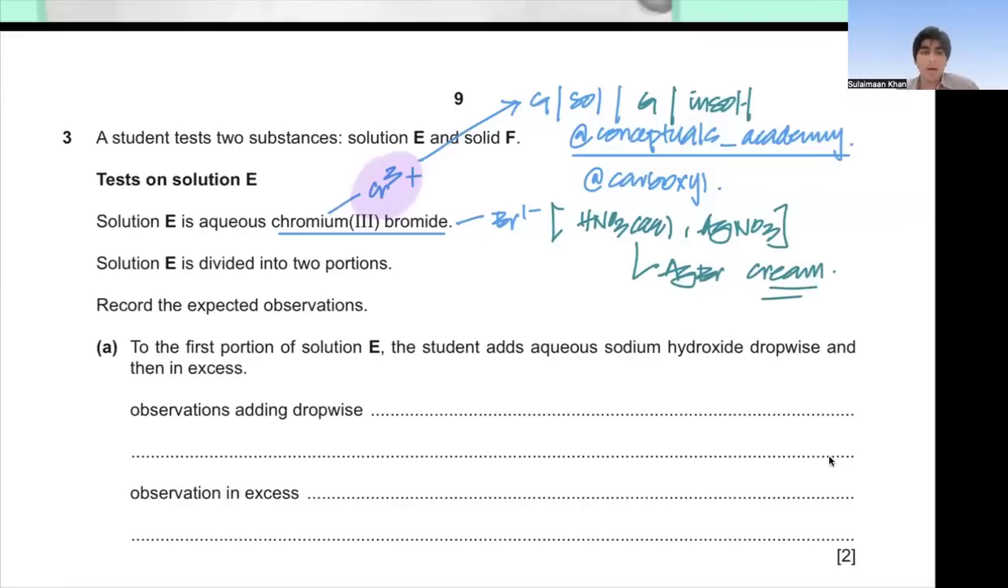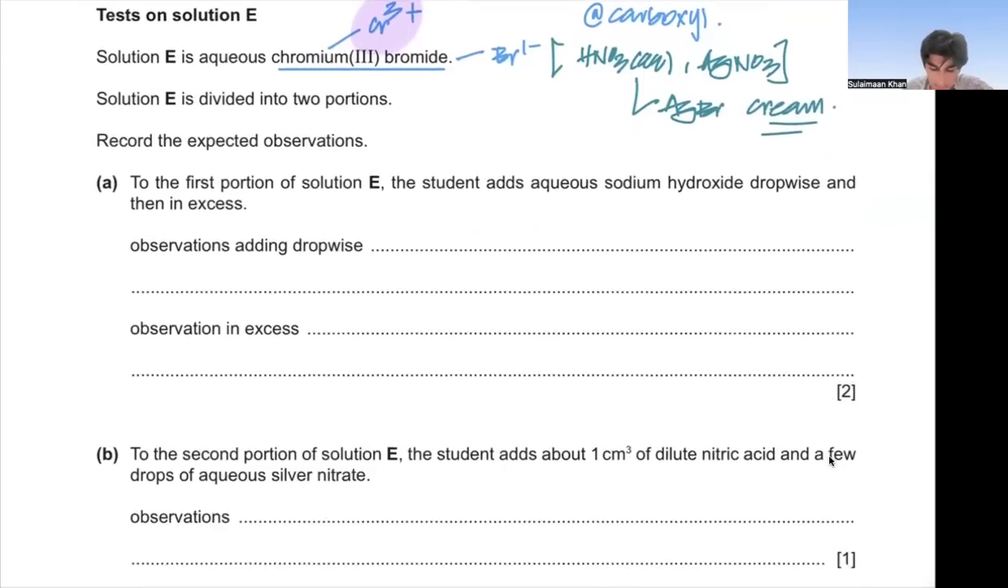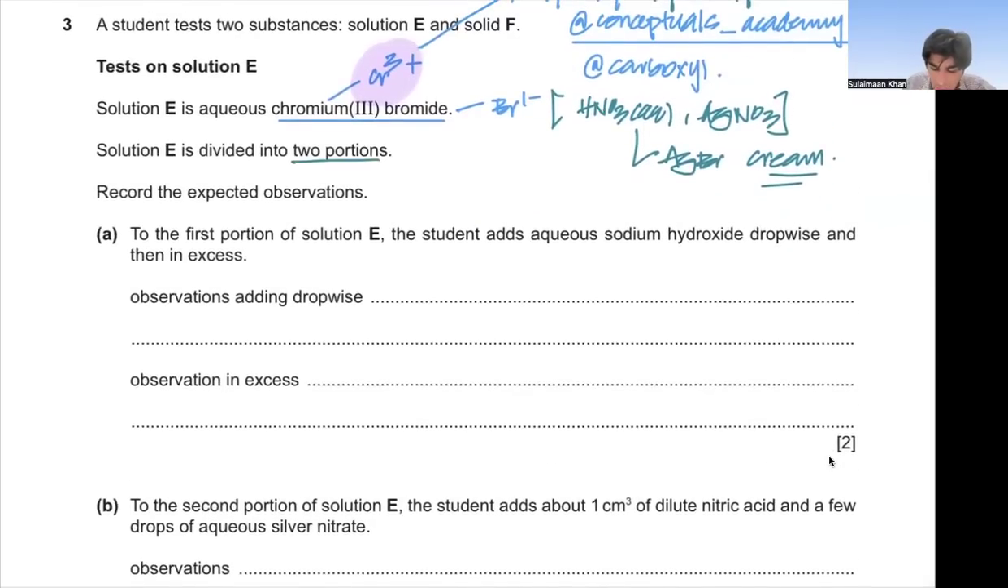Now let's talk about these questions. It's saying, solution E is divided into two portions. The main thing is to read the question. If you have solution E and you've divided it into two portions, that means you may perform two tests on it. So, to the first portion of solution E, the student adds sodium hydroxide drop by drop.